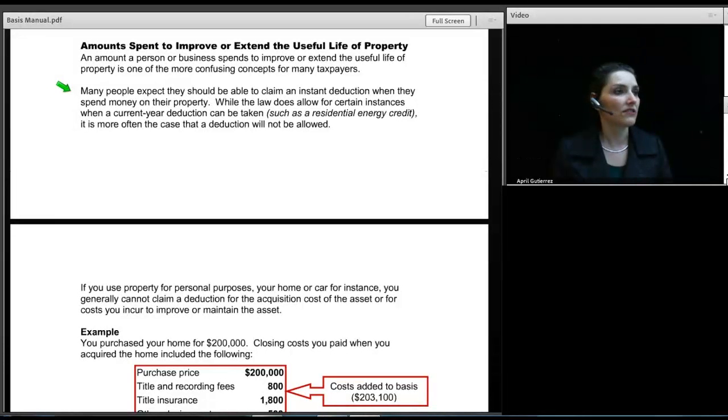Right now we have an exclusion on the gain on the sale of your house. If you sell your house, you can exclude up to $250,000 of gain if you meet those tests. But that rule only started in 1997. Prior to that, if you sold your house at a gain, you had to pay tax on it. So I always say, hang on to everything.